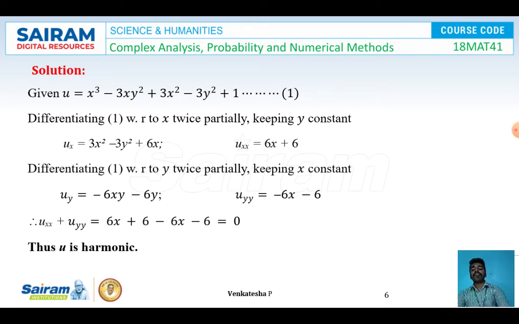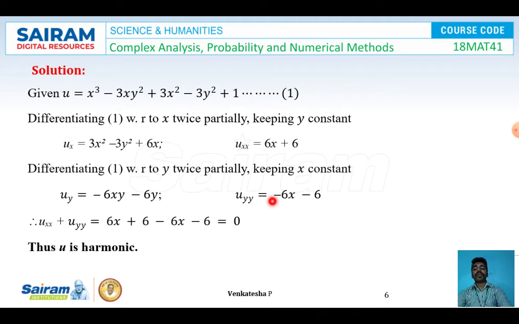Now differentiating 1 with respect to y twice partially, keeping x constant. So x cube, no y term here, it will become 0. It will become minus 6xy, 3x square has no y term, it will become 0, minus 6y plus 0. So I got uy is equal to minus 6xy minus 6y. Similarly, differentiating this with respect to y again, treating x constant. So minus 6xy will become minus 6x, minus 6y will become minus 6. So I got u double y is equal to minus 6x minus 6.